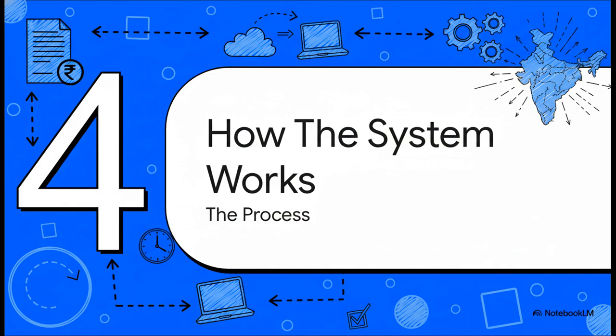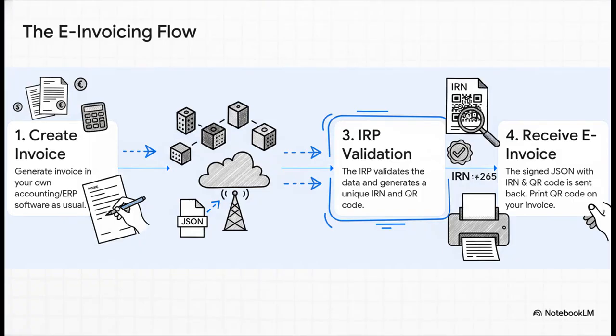Okay, so what does this actually look like day to day? It sounds complicated, but the actual process is pretty straightforward. Let's walk through it. It really boils down to 4 simple steps. 1, you just create an invoice in your accounting software like you always do. 2, your software converts that data into a special format, a JSON file, and sends it up to the IRP. 3, the portal's computers instantly check it, make sure it's not a duplicate, and slap a unique ID number and a QR code on it. And 4, that now official e-invoice comes right back to your system.